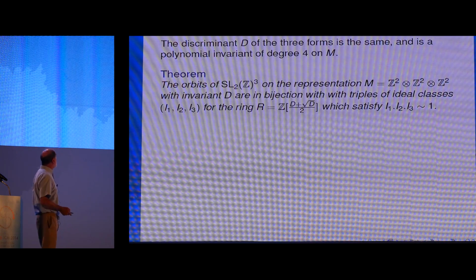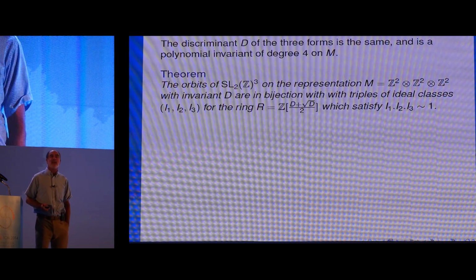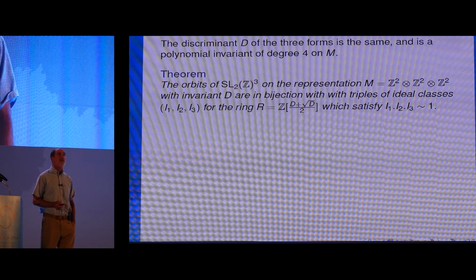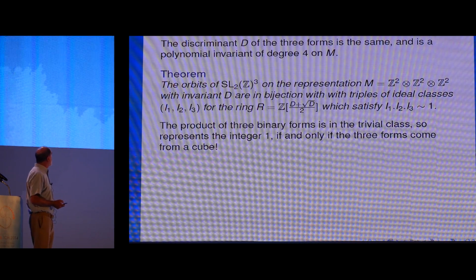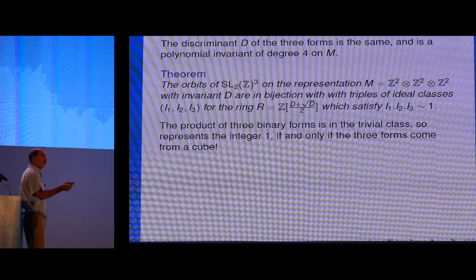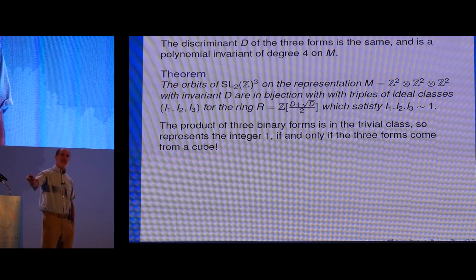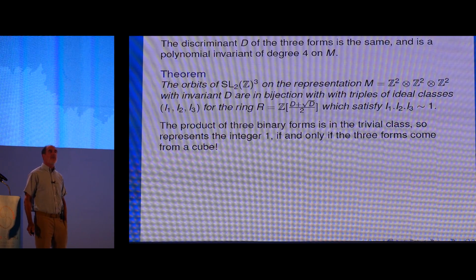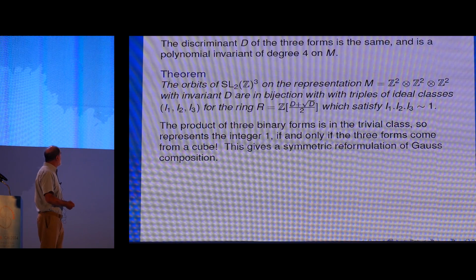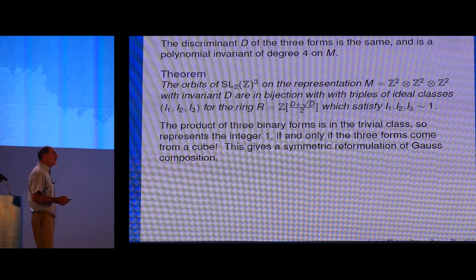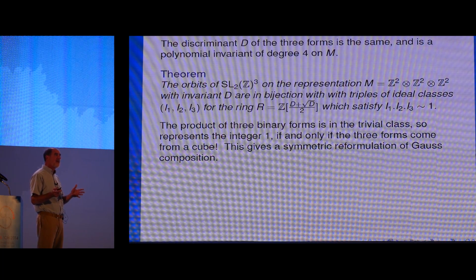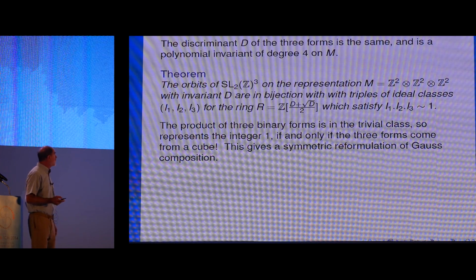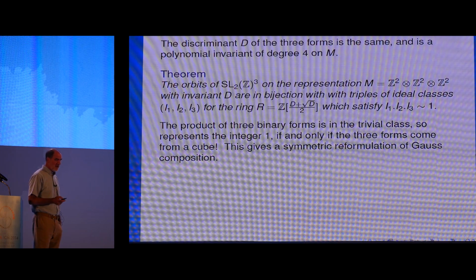So the orbits on this representation are in bijection with triples of ideal classes, given by these 3 binary forms, with product 1. Another way of saying that is, if the product of the forms is the trivial class, and that's the class that represents the integer 1, then the 3 forms come from a cube. And this is a fantastic symmetric reformulation of Gauss composition, which simplifies all the formulas in the Disquisitiones and is much more amenable to computation. Well, that was just his PhD thesis.